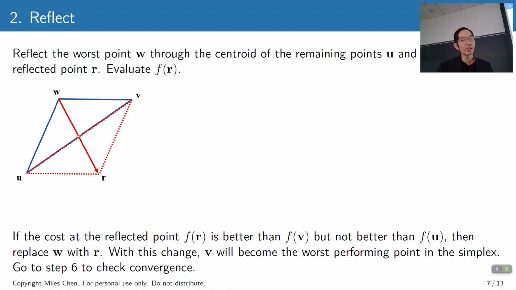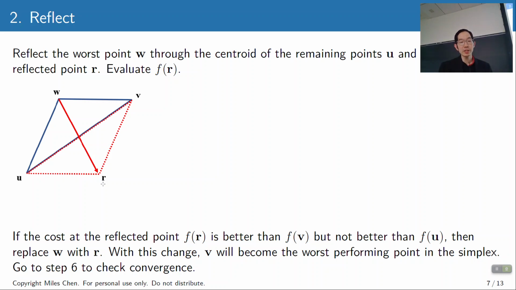So basically, how do you reflect this? You find the midpoint of U and V, and then you find the vector that connects W to the midpoint, and you basically add that same vector to the midpoint, and that will take you to the reflected location. And you are going to evaluate the function, our 2-dimensional function, at the reflected location.